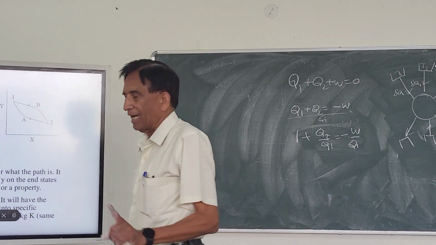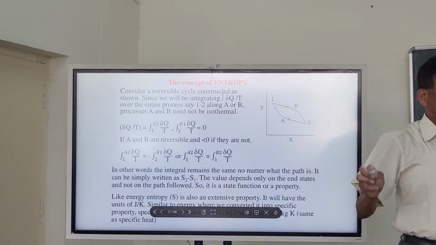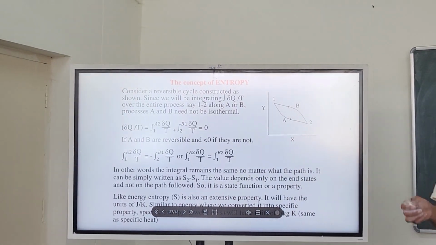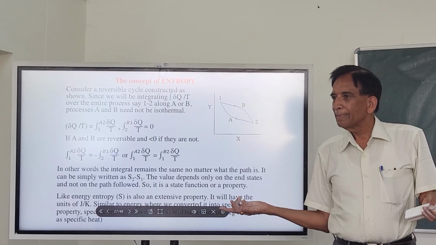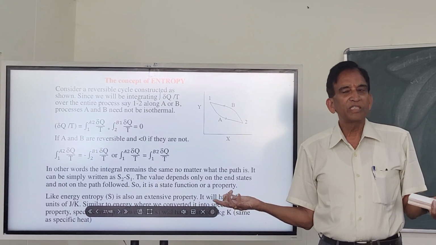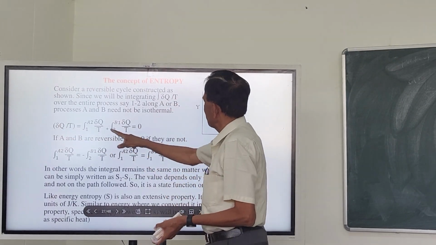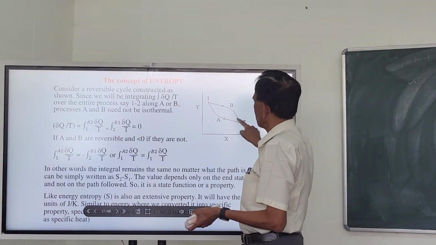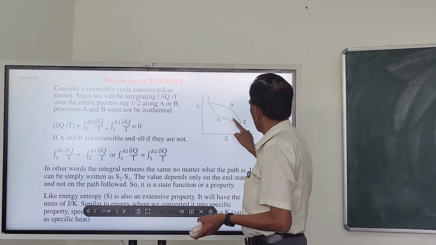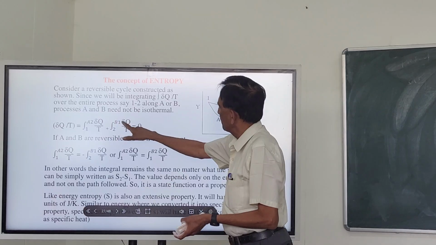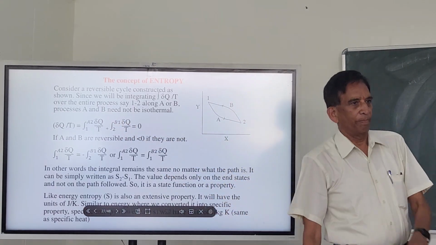Let me say for the time being that process A and process B, both of them are reversible. If it is reversible, then cyclic integral of dq by T should be 0. Right. Now dq by T for cyclic integral, they are going from 1 along A to 2, dq by T, plus then I am going from 2 along B to 1, dq by T equals 0.